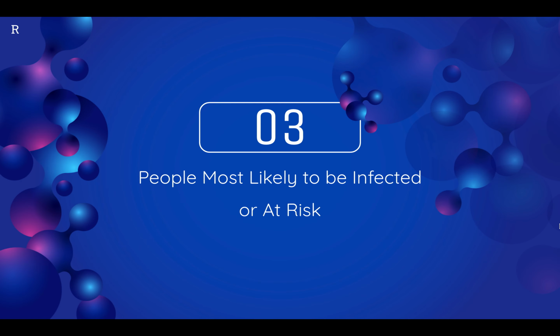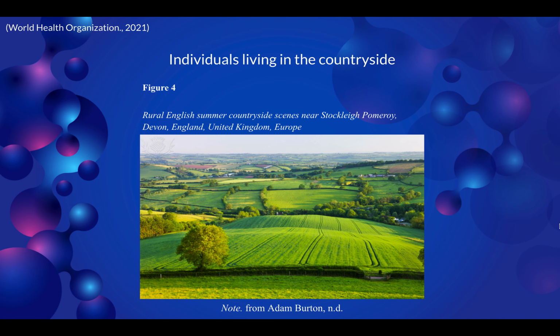Now we will be talking about who is most likely to be infected. Anyone can get rabies, but the most common place is the countryside. Figure 4 shows you an image of what the countryside looks like. Not every countryside looks like that, but it's a good example.